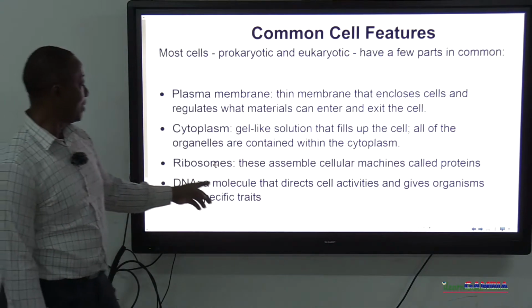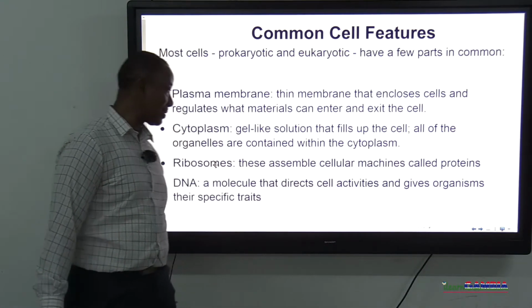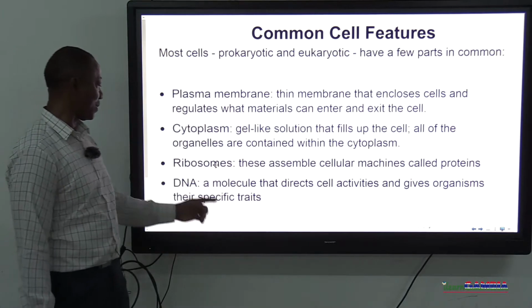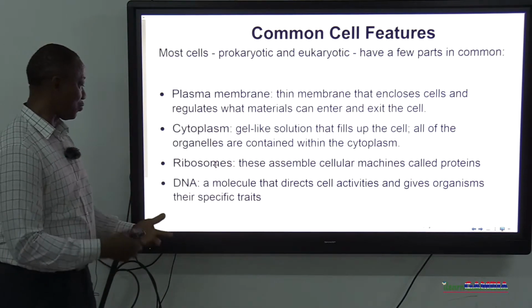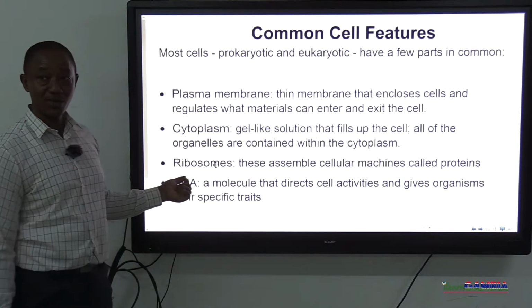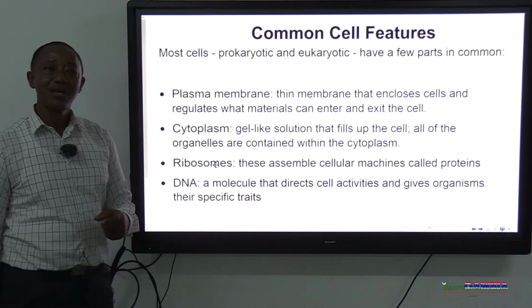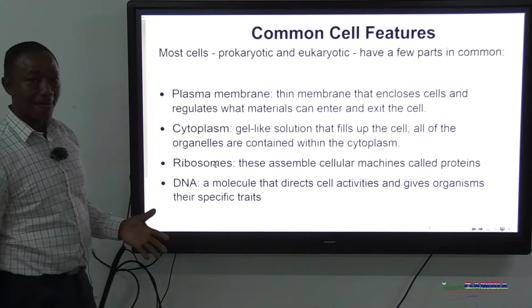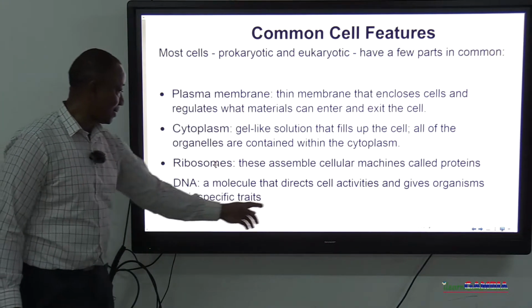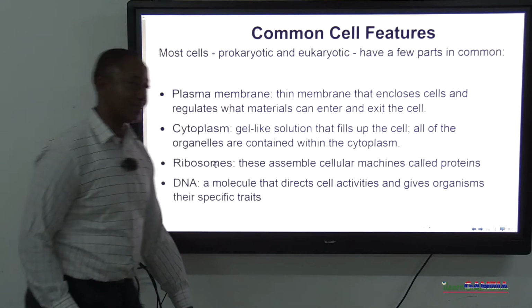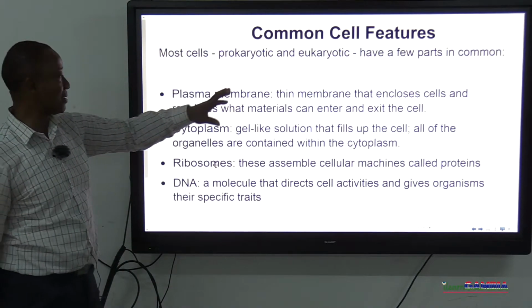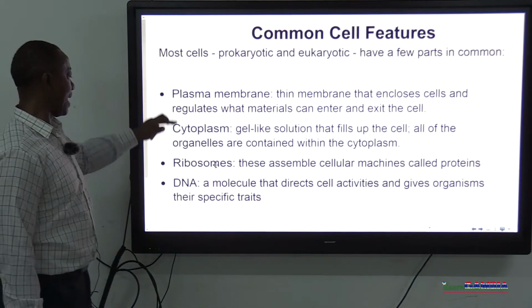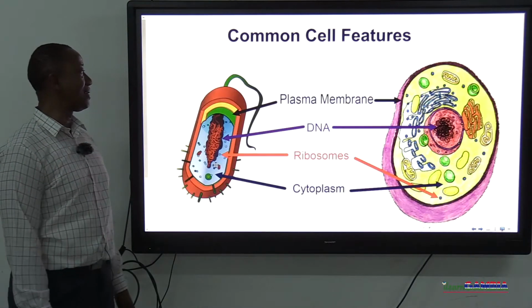So the DNA is a molecule that directs cell activities and gives organisms their specific traits. Traits mean characteristics, or what it should do, how it functions. This is why you will hear that the nucleus is the brain of the cell, because it's the one that directs all cell activities. So all these four are common to both prokaryotic and eukaryotic cells: plasma membrane, cytoplasm, ribosomes, and DNA.